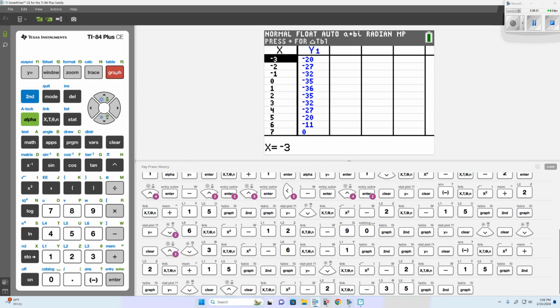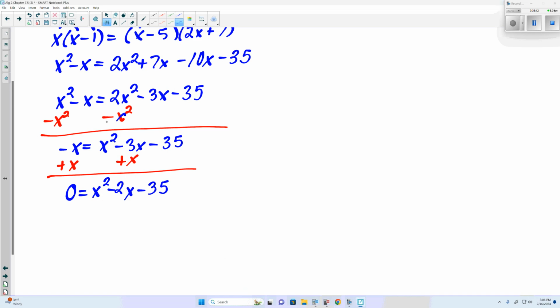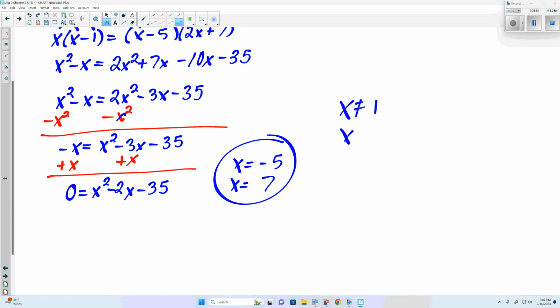Second graph, negative 5 is one of them, and the other is 7. Yes. And we didn't list it, but our two restrictions were that x could not be 1 and x could not be negative 7/2.